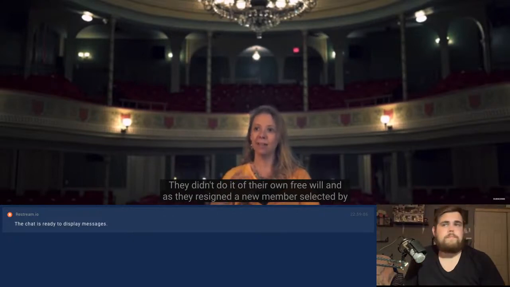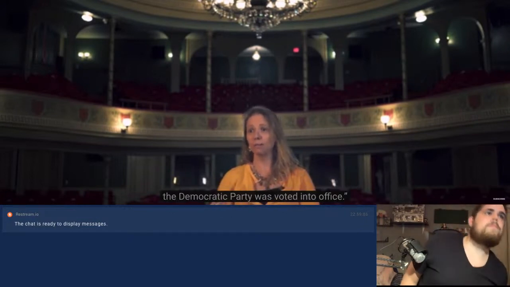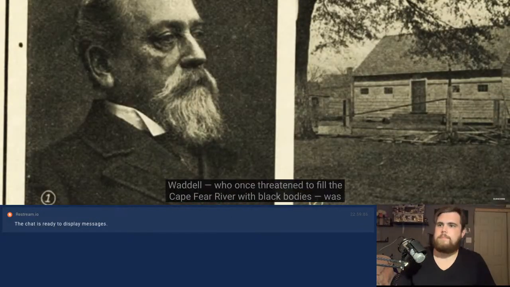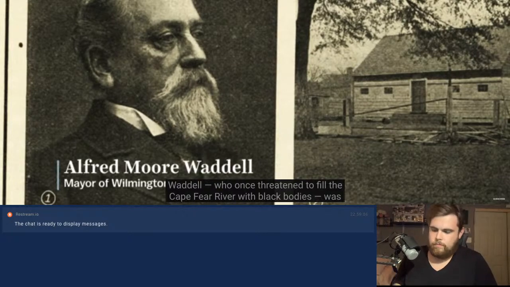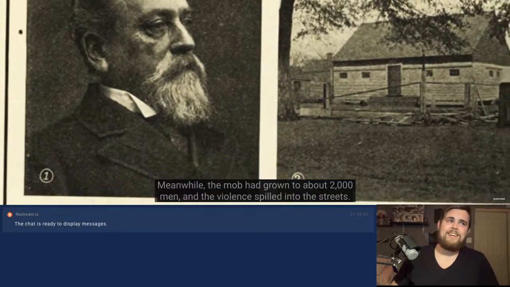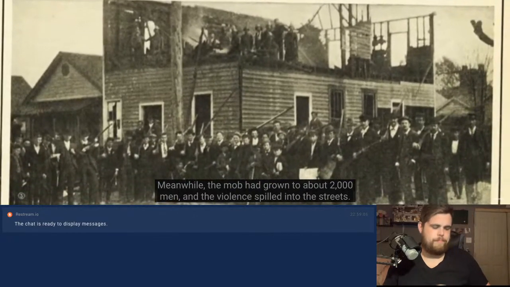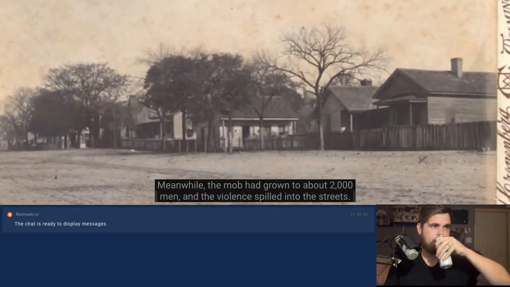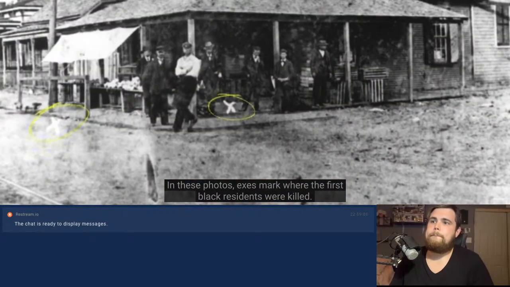And as they resigned, a new member selected by the Democratic Party was voted into office. Waddell, who once threatened to fill the Cape Fear River with black bodies, was the new mayor of Wilmington. Damn. Meanwhile, the mob had grown to about 2,000 men, and the violence spilled into the streets. In these photos, X's mark where the first black residents were killed.